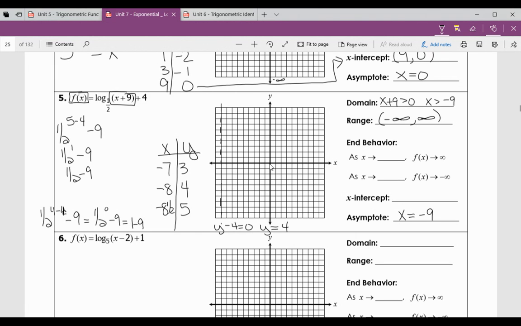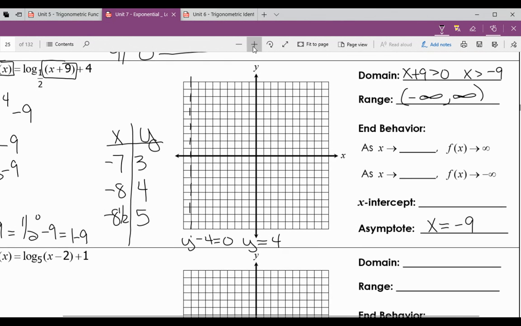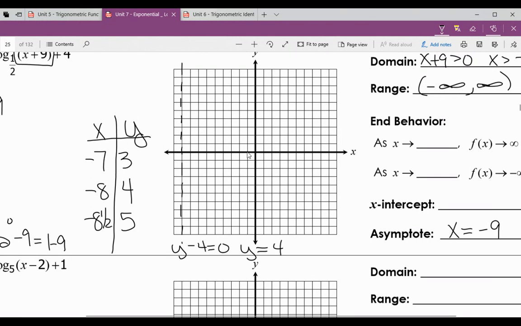All right, so I'm going to plot my points. I'm going to enlarge it first so we can see it a little bit better. I'm going to go over 1, 2, 3, 4, 5, 6, -7 up to 3. I'm going to go over to -8 and up to 4. And then I go over -8.5 and up to 5. So see how one point is really close to that asymptote that we drew in and the others are curving away.